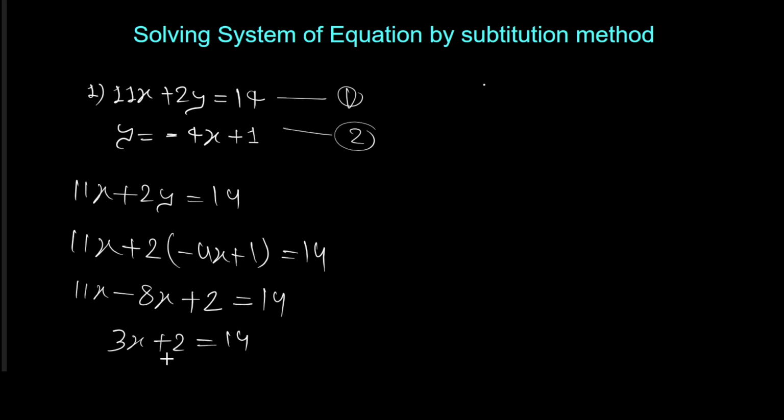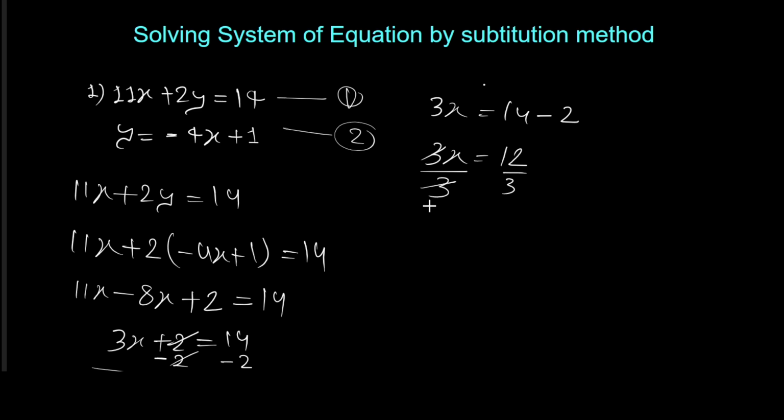So let's undo this 2. To undo this 2, subtract 2 from both sides of the equation. If we subtract 2 from both sides, this 2 and this 2 will cancel out. So here we have 3x equals 14 minus 2, which gives us 12. So I'm going to divide both sides of the equation by 3 to undo this 3. So this 3 and this 3 will cancel out. So x equals 12 over 3, which gives us 4. So here is our solution, x equals 4.